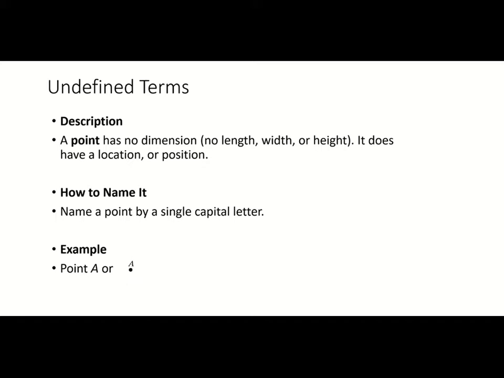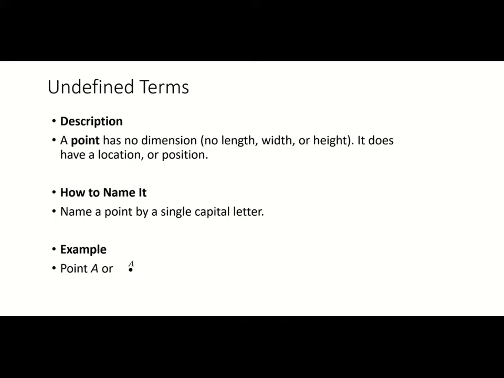It is a point, the most basic geometry term we have. A point has no dimension, no length, no width or height. It does have a location or a position. So basically, what a point does is it names a location. It doesn't matter how big or how small the dot is. It really just names your location.